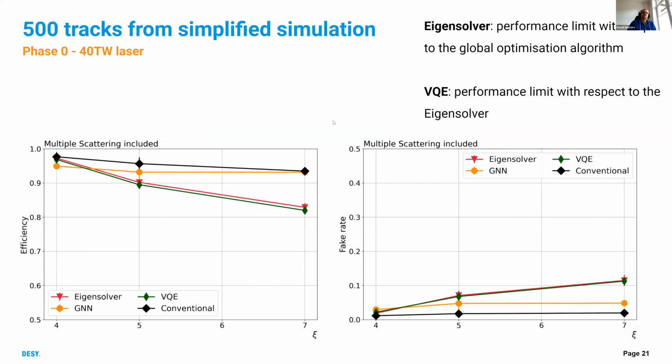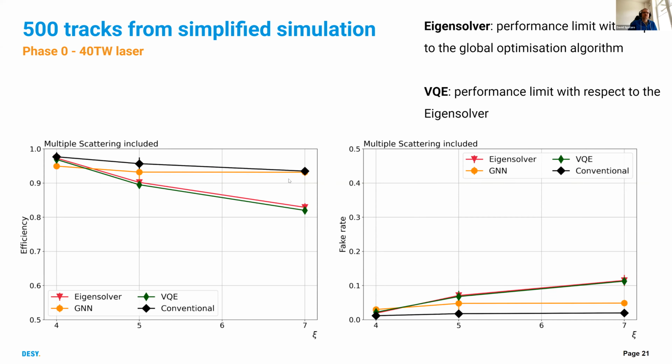So first, I would like to present the results for 500 tracks for phase 0 of LUXE. We can see that the conventional tracking is some kind of benchmark for us, but we are coming close to it with the GNN in general, and for the quantum approach, at least for Xi 4 and 5, in terms of efficiency. For the fake rate, the quantum approach with both eigensolver and VQE shows a significantly higher fake rate than the GNN and the conventional tracking.